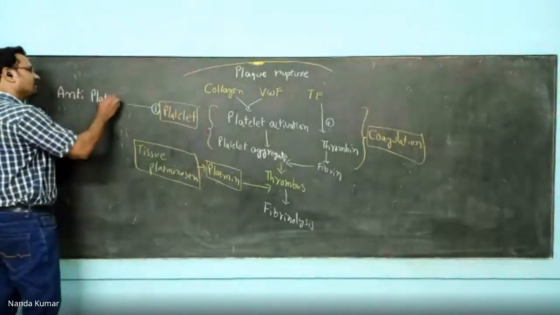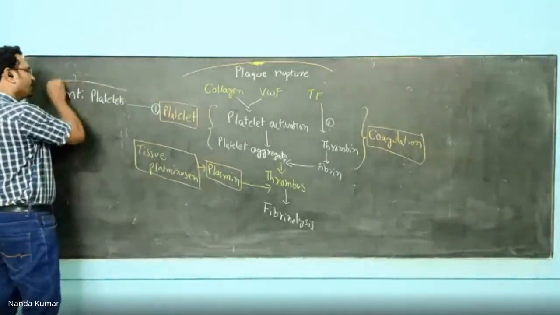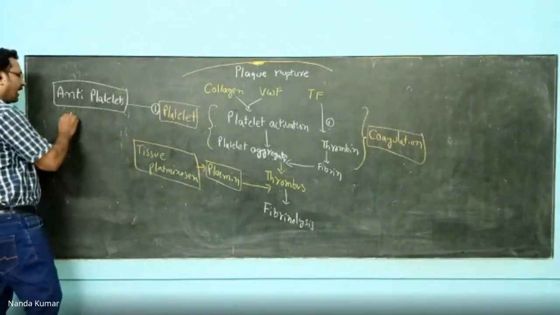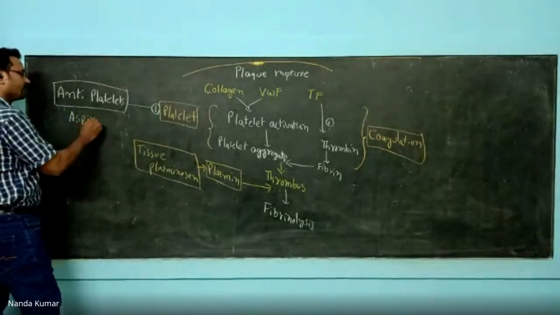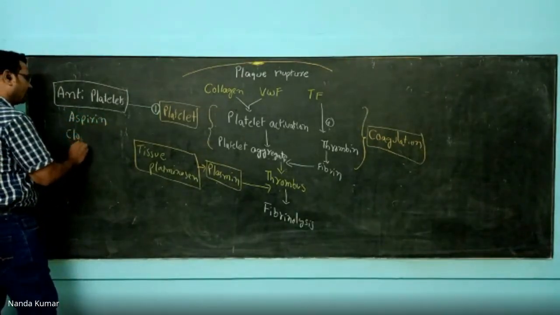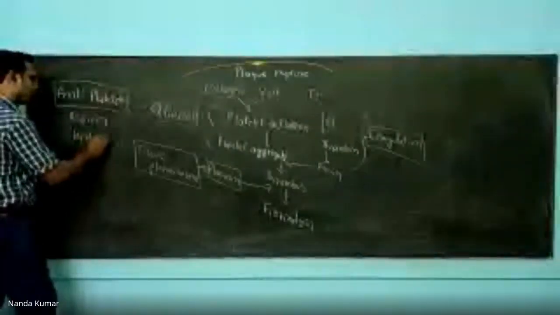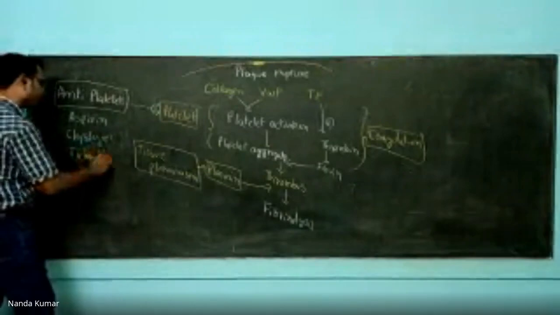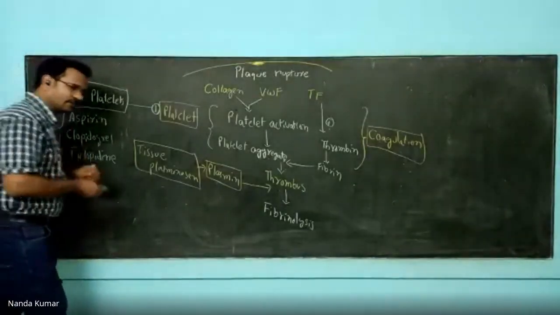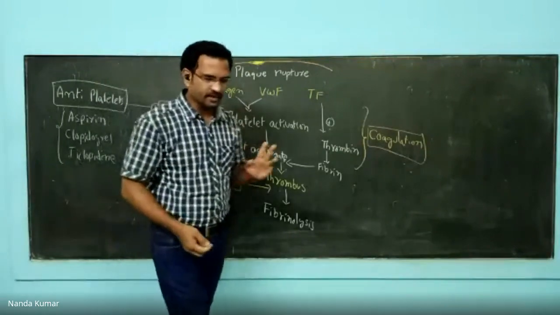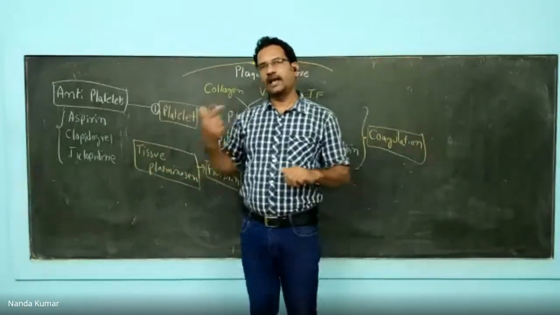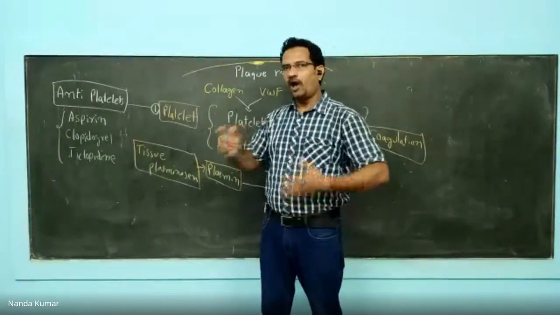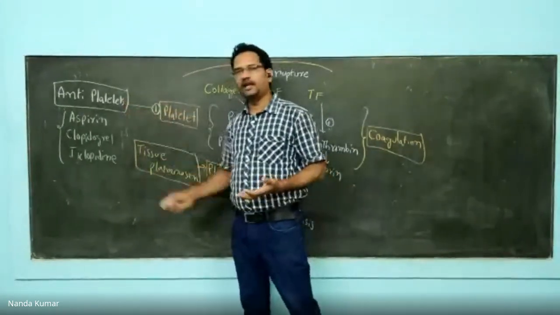Antiplatelets. We have seen these antiplatelet drugs. What are the antiplatelet drugs? Aspirin, clopidogrel, ticlopidine, so I'm giving you some of the examples. Along with that, prasugrel, cangrelor, ticagrelor, abciximab, tirofiban, eptifibatide. All of them I have covered in the chapter on antiplatelets.